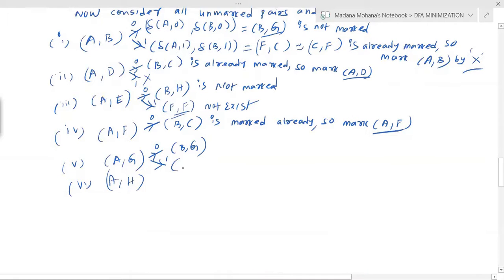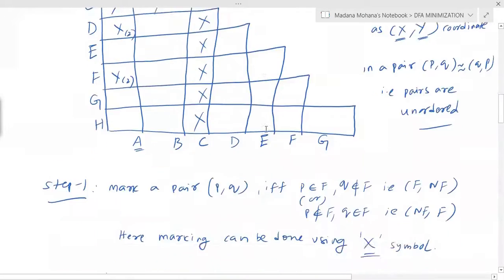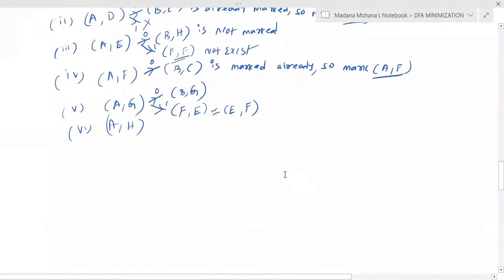AG on input 1. On input 1, you will get A on 1 is F, then G on 1 is E. FE pair we don't have, so interchange. E comma F. Now see whether EF is marked or not. E to F is still blank. So in both cases, not marked.